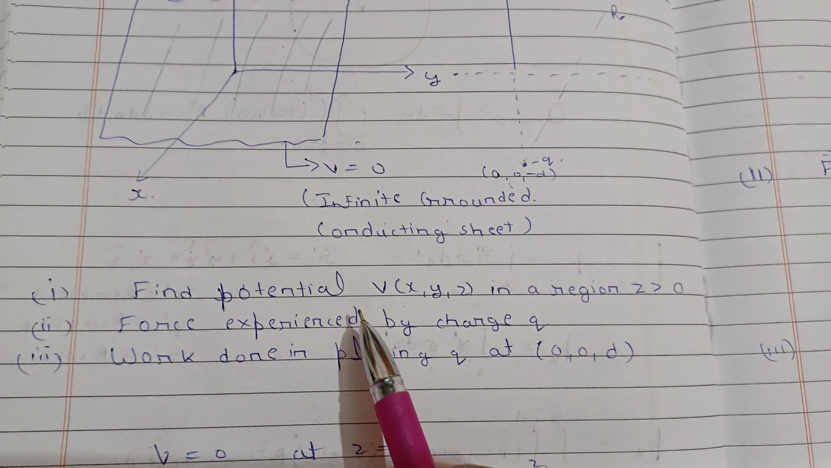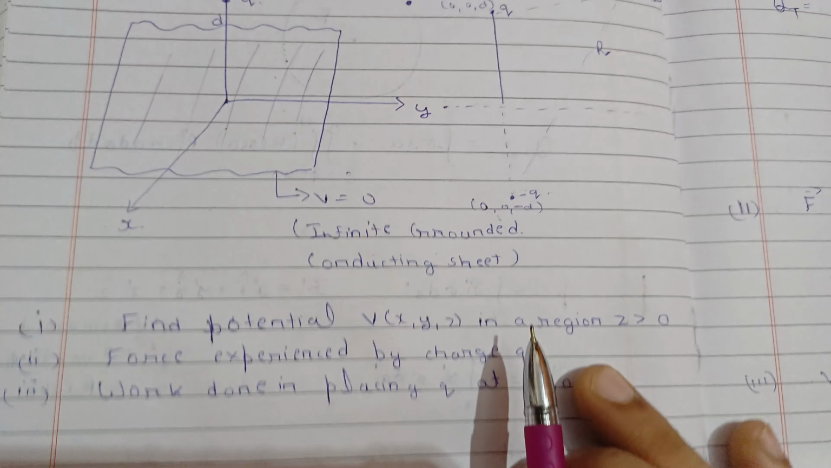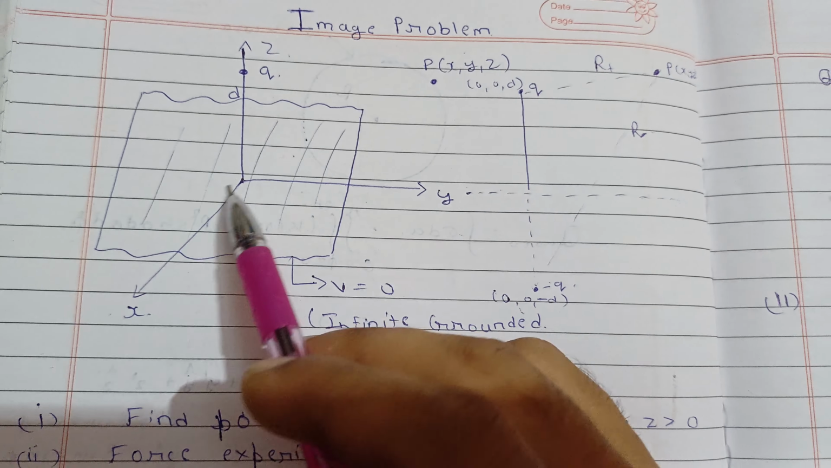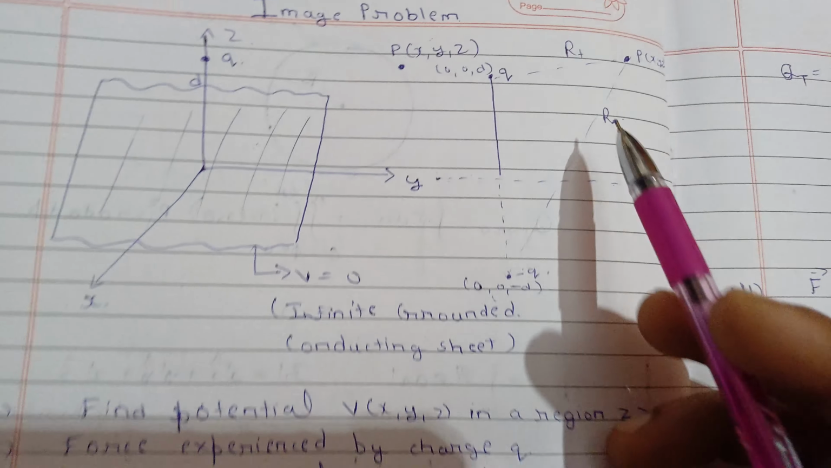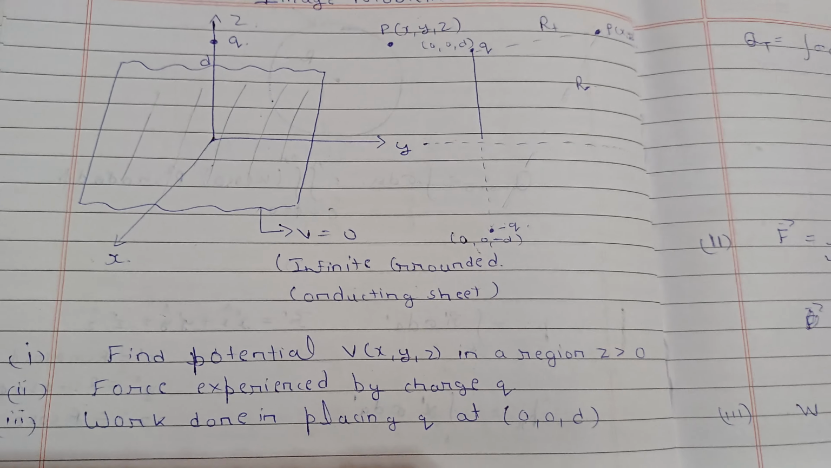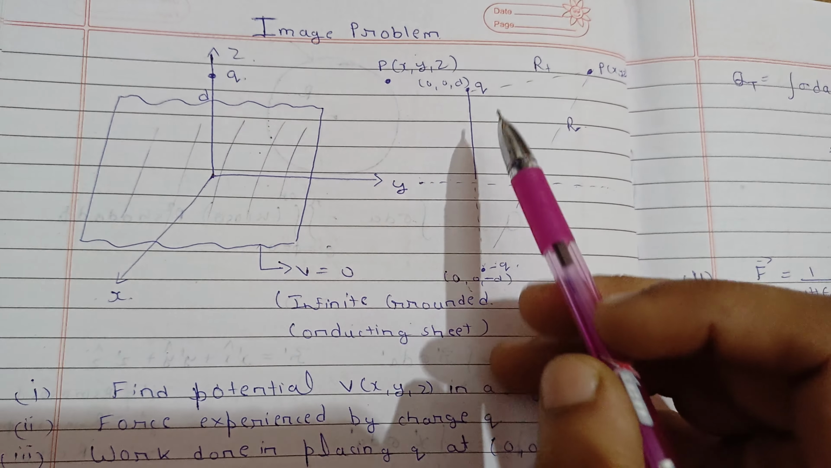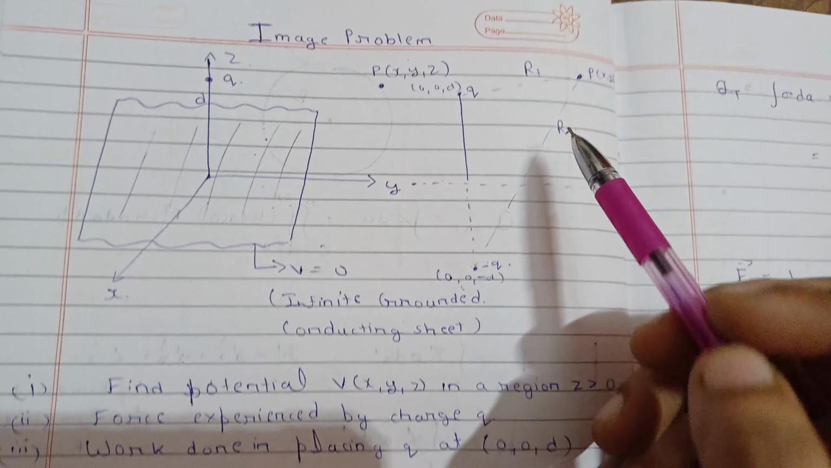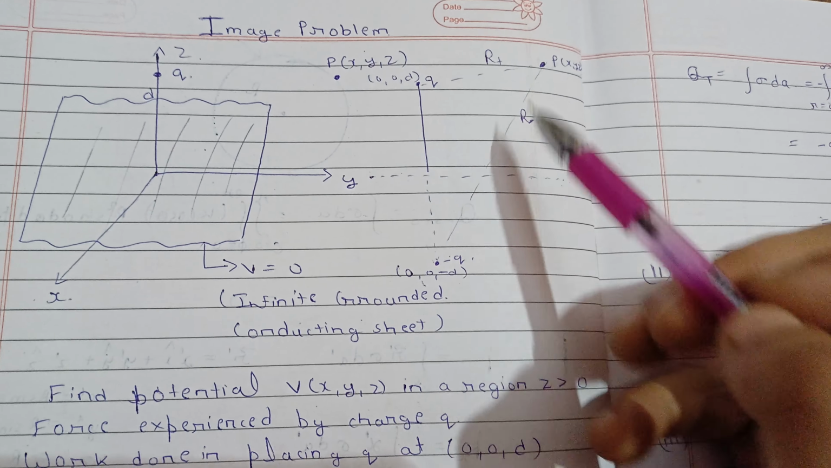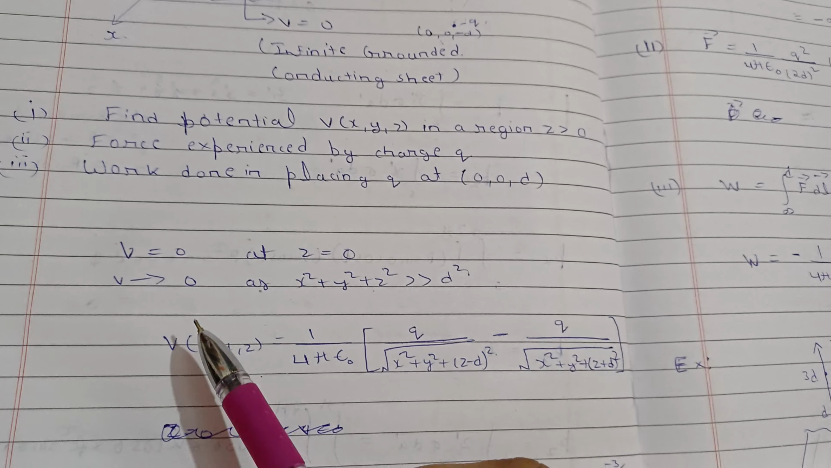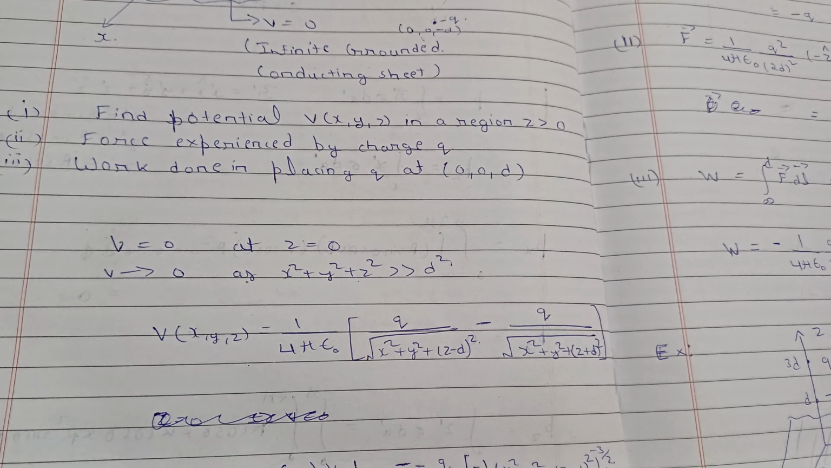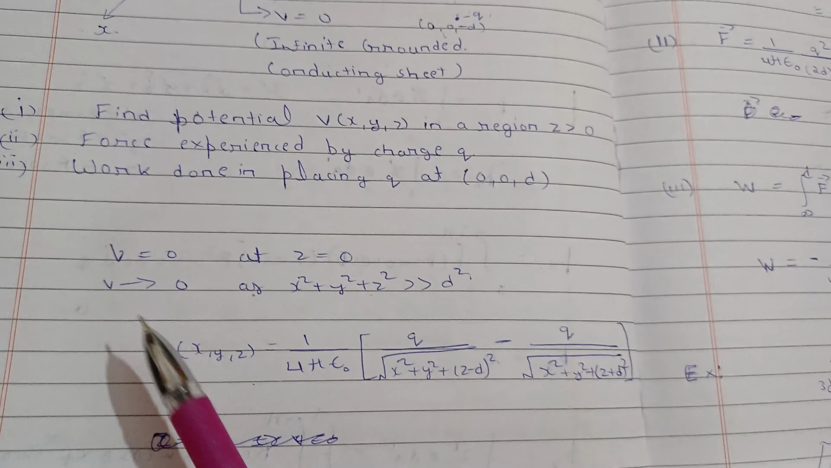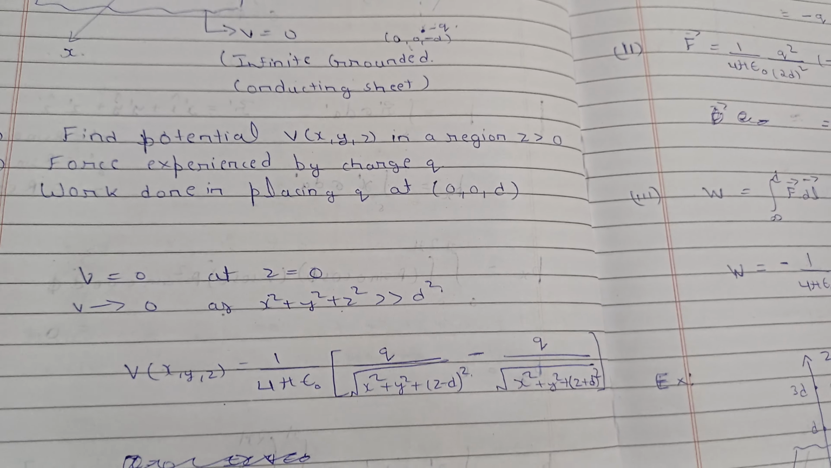We are asked to find the potential V(x, y, z) in the region z greater than 0. So we need to find the potential in the region lying above the xy plane. How can we find it? This is equivalent to that, so let's find the potential due to these two charges. That will simply be the potential due to q and the potential due to minus q, with distances r plus and r minus. The equivalent problem satisfies V equal to 0 at z equal to 0, and V tends to 0 when the distance is much greater than d.